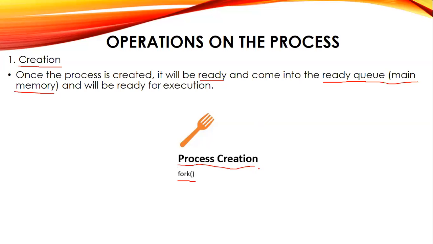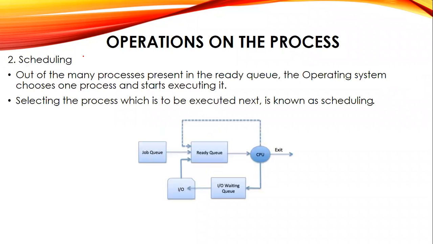Process creation is just done by using the command fork. We will see this one. This is a kind of function that, when it is written, creates a new process. So we are showing the operations on the process. Okay. The second one is scheduling.